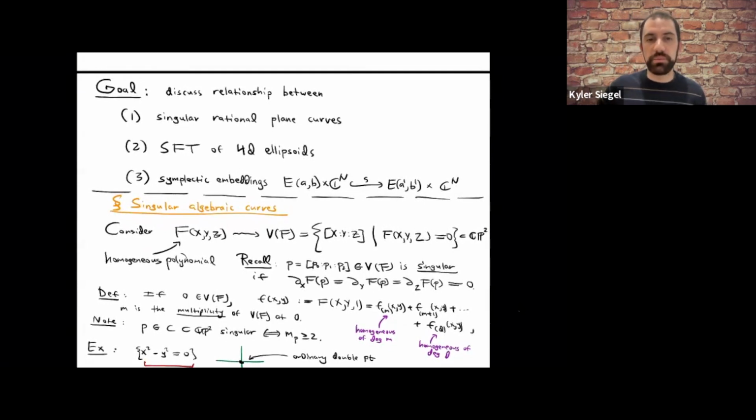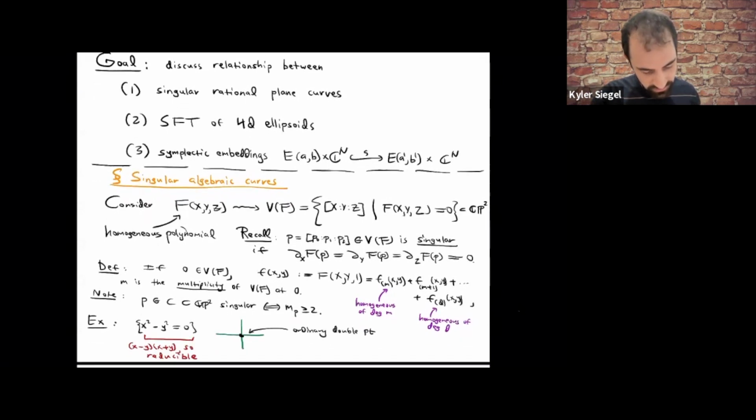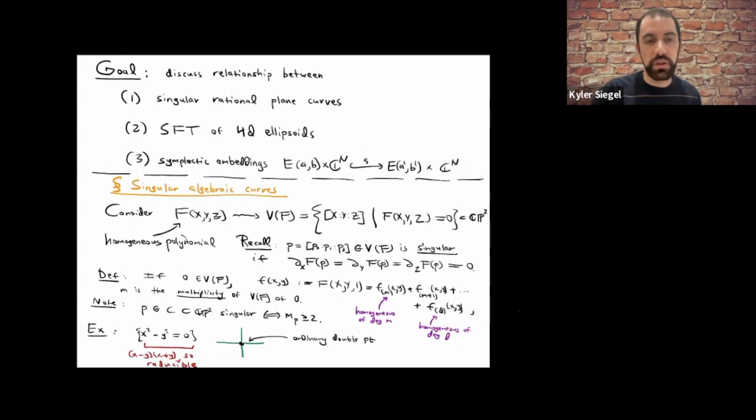Maybe let me give some simple examples to get a feel for what kind of singularities can occur. Maybe the simplest singularity would be the ordinary double point. If the polynomial were x squared minus y squared, you basically get 2 branches. You get the x-axis and the y-axis, and they just meet at the origin here. This is called an ordinary double point.